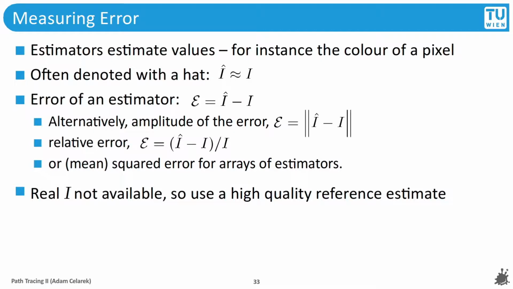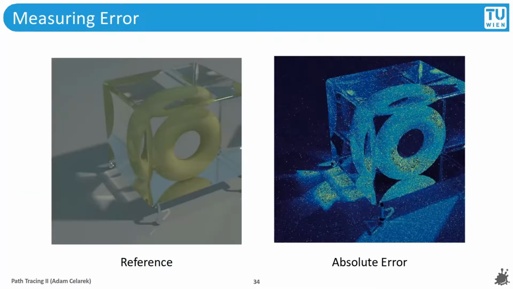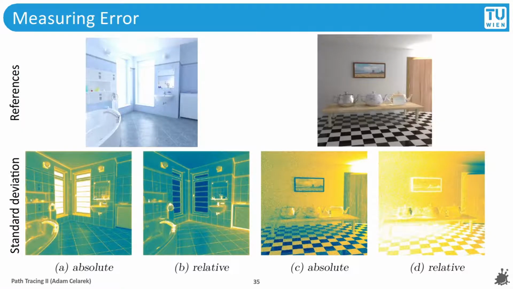We will now see some examples of such errors. On the left, you see a high-quality reference, and on the right, the absolute error of a path tracing algorithm. And you can see that there is a lot of error in here and in here. In here, you can get an idea of the difference between absolute and relative error. The error shown is not the error of a single rendering, as we saw in the previous slide, but the standard deviation per pixel. This is something that we will get into in the next few slides. But you can see the difference anyways.